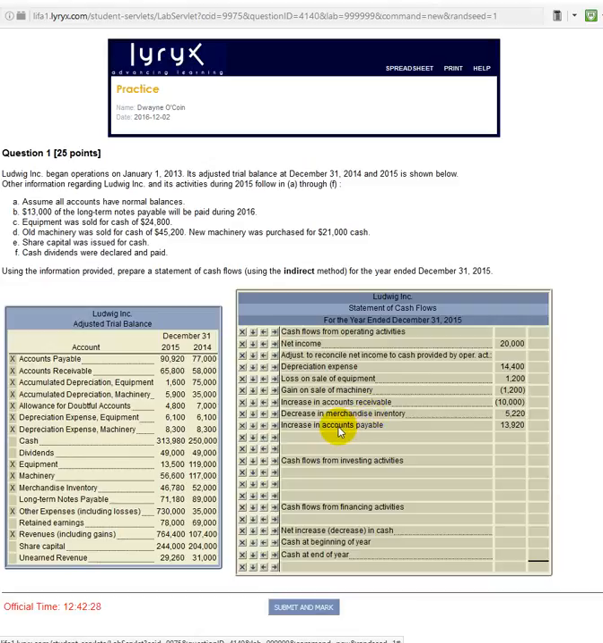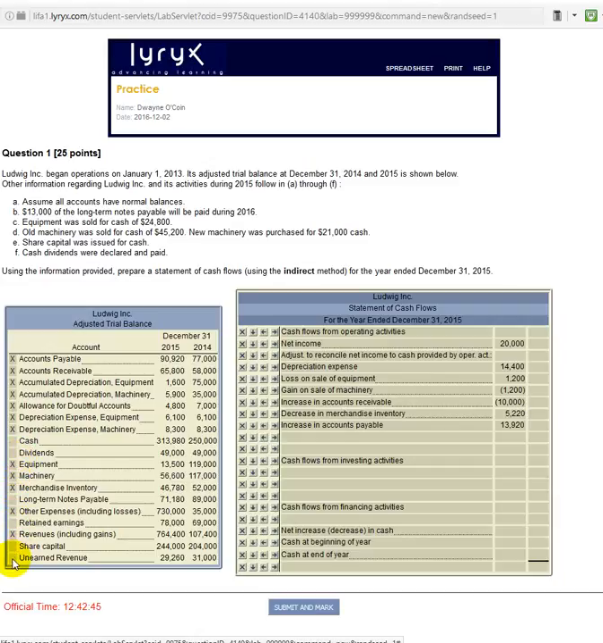So a couple of ways to look at it. Increase in the current liability increased our cash. So an increase in accounts receivable would decrease our cash. An increase in a current asset decreased our cash. A decrease increased our cash. And so then we scan all the way down.